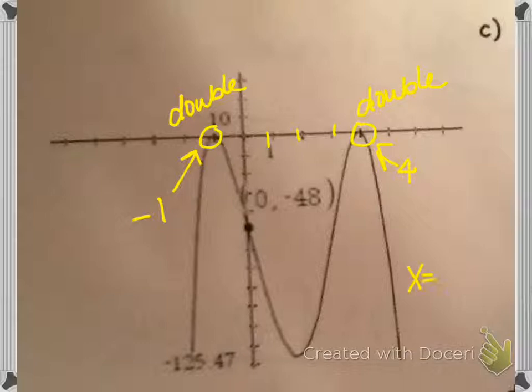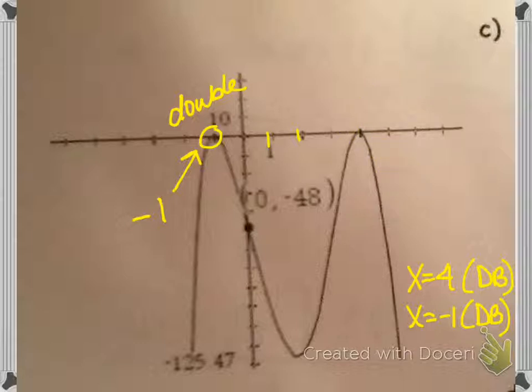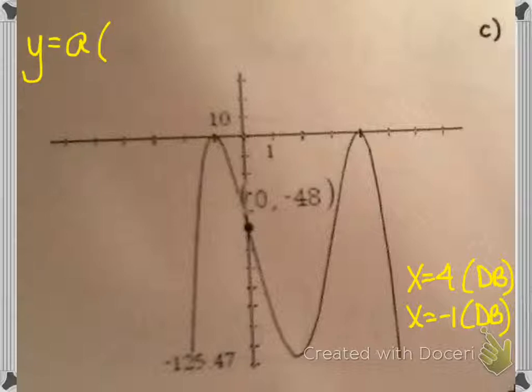I'm just going to make a note of that. X equals 4, double. X equals negative 1, double, because now I want to erase these so that I have some room to write. You can leave them on your graph. You don't need to write all over yours. So y equals, it's going to look a little funny, but we have (x minus 4) squared and (x plus 1) squared. There we go.